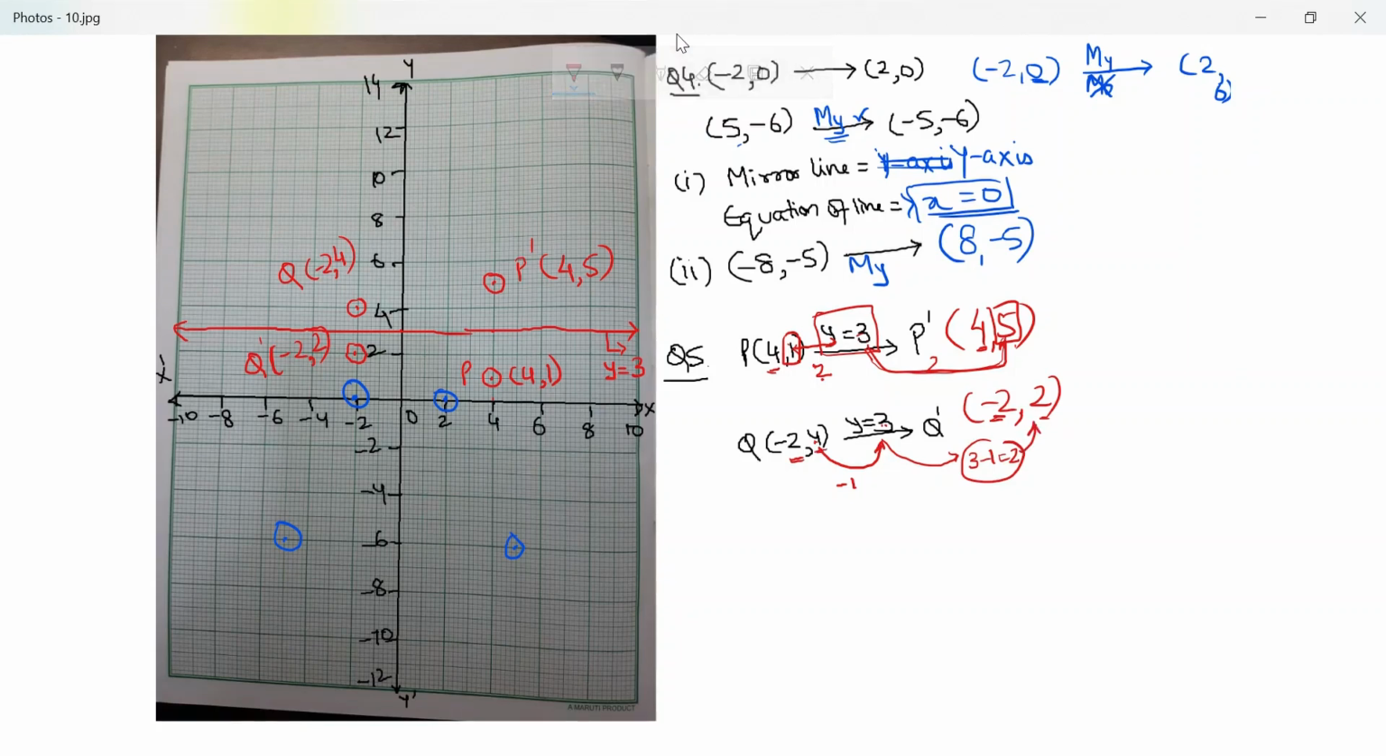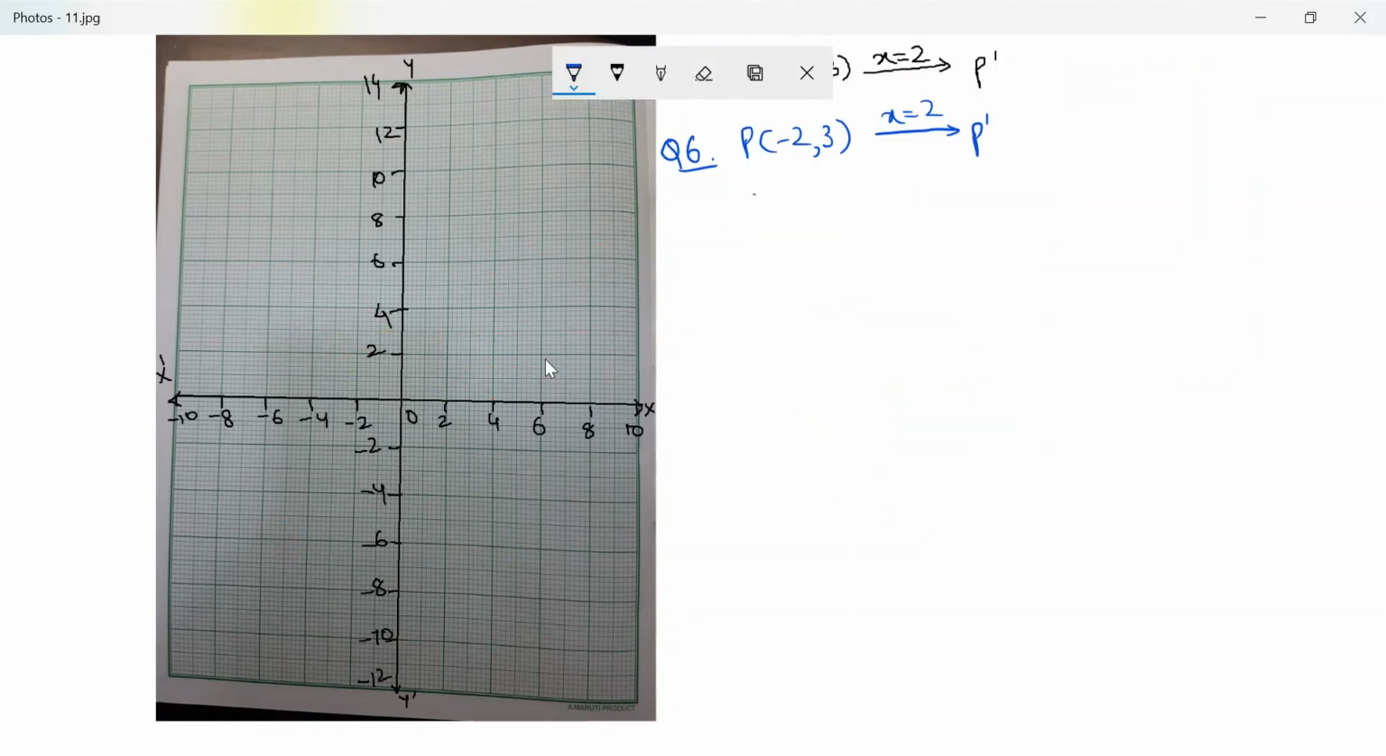I hope you notice this, which means the x coordinate did not change, and the y coordinate changed by the difference between the coordinate of the point and the line. When we do another question, it will become even more clear.